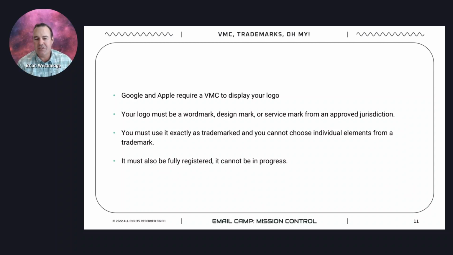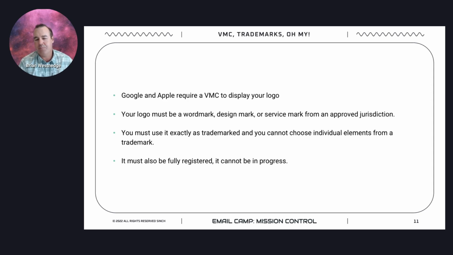Yeah, just mention this a little bit, but the trademark aspect of your logo is important. Some companies use a different logo in their email campaigns than their actual trademark logo. Maybe they use a different version or a shortened version, or maybe their trademarked logo is actually an image along with the name of the company. So Google and Apple require that the logo that you want to use in email for a VMC must be a trademark logo from certain approved trademark jurisdictions.